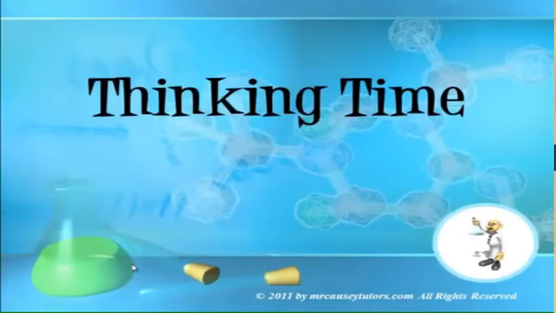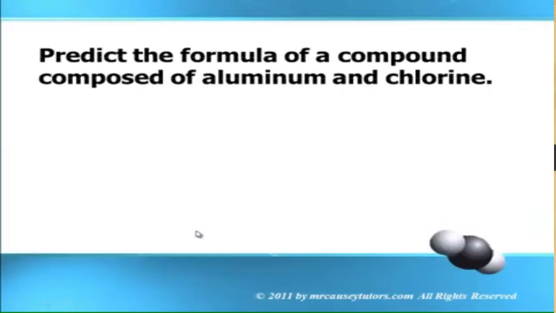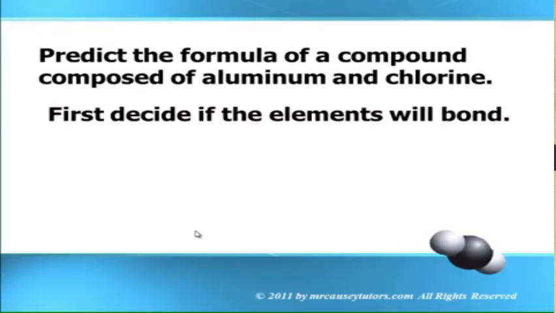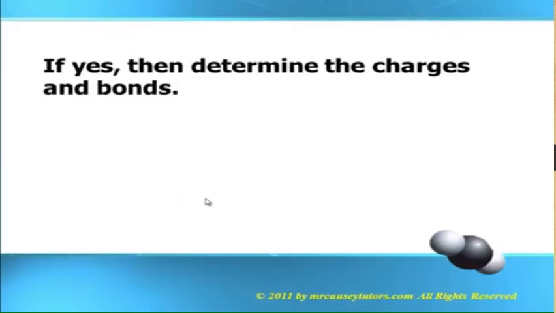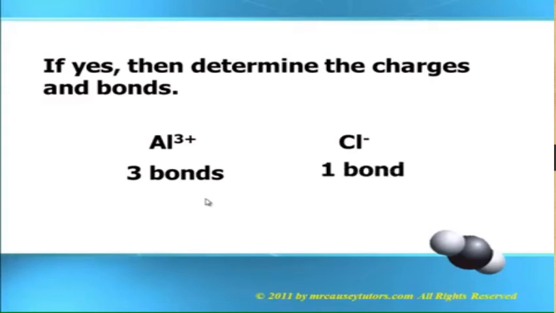Thinking time. Predict the formula of a compound composed of aluminum and chlorine. First, decide if the elements will bond. Well, that's a positive and a negative, and we know opposites attract, so of course it'll bond. If yes, then determine the charges and bonds. Well, we already did that. 3 bonds, 1 bond. Just need 3 chlorines to make it work.